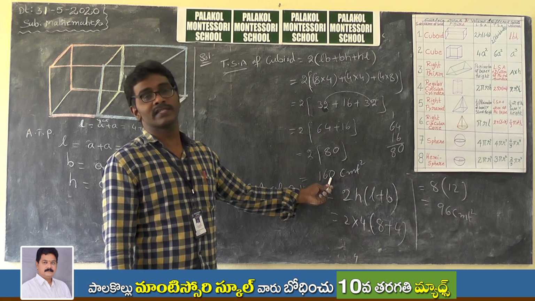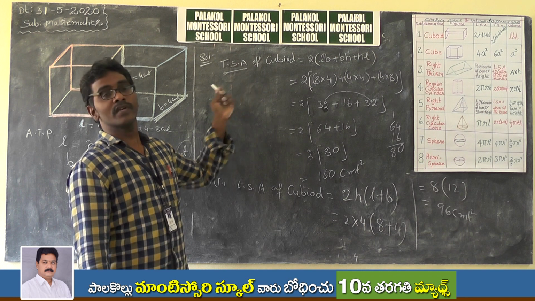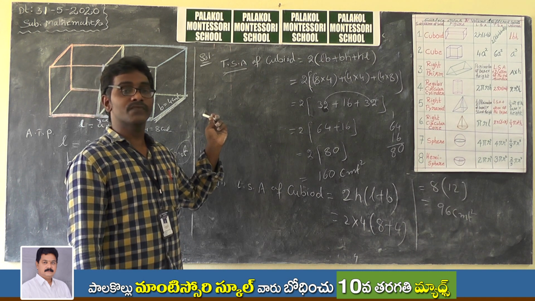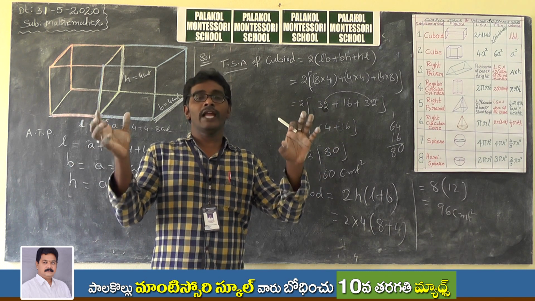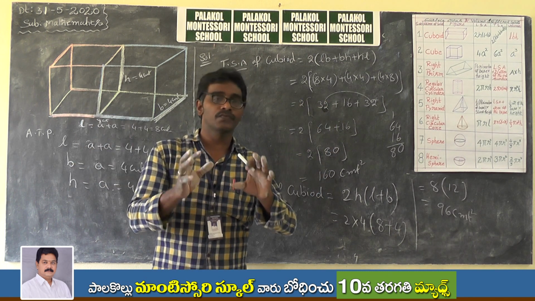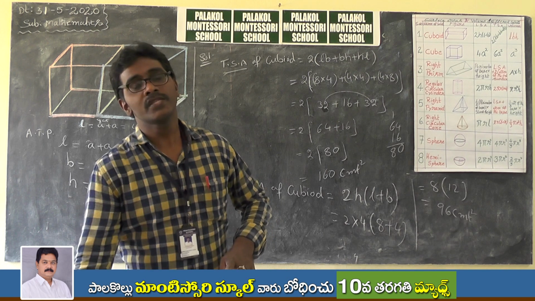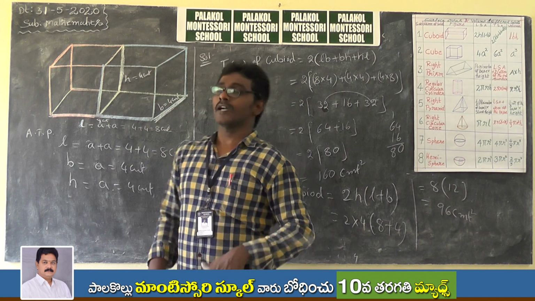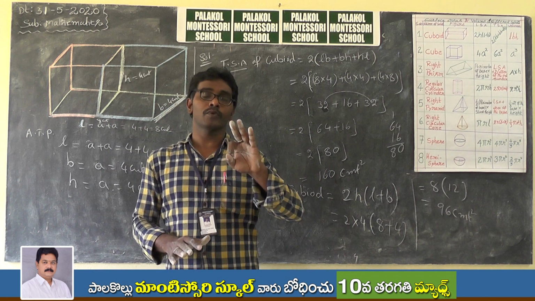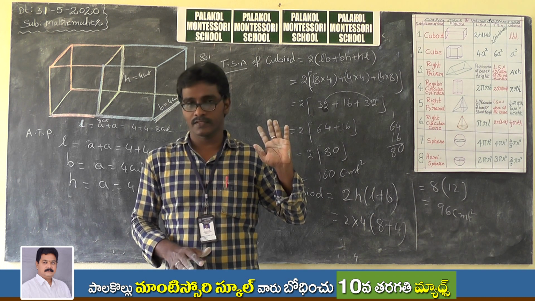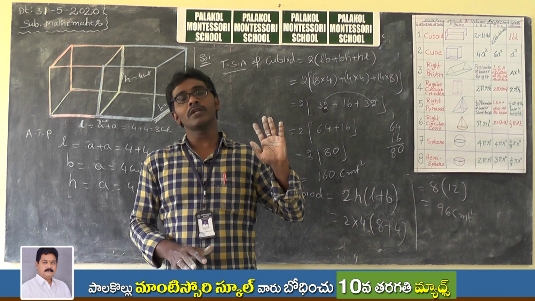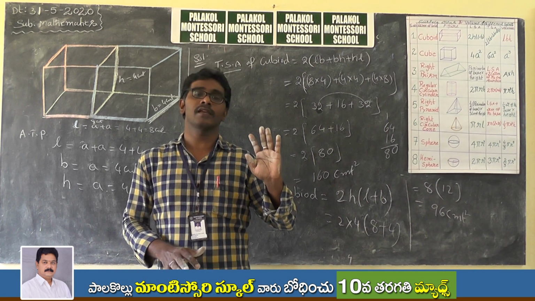160 centimeters square is the total surface area of the cuboid. How is the cuboid formed? The two cubes are joined end to end together, and it forms the cuboid. So in this session, we completed the third subtopic, the surface area of the combination of solids. One more topic will be discussed in the next session.